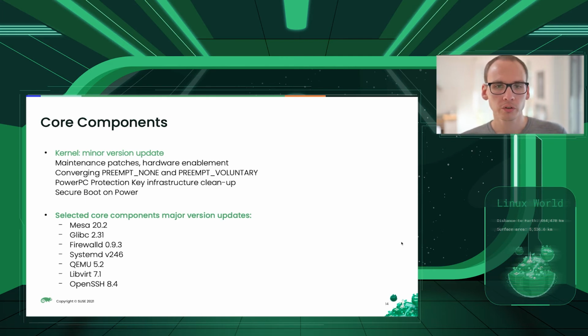We are also going to convert the preempt non-preempt voluntary setting of SLE and LEAP to make migrations from LEAP to SLE even easier. And the PowerPC protection key infrastructure cleanup that has been done in Linux kernel 5.9 is now backported to the 15 SP3 kernel. We are now also supporting secure boot on PowerVM. For selected core components, we are providing new major versions. For example, for Mesa, glibc, systemd, firewalld, QEMU, libvirt, and OpenSSH.